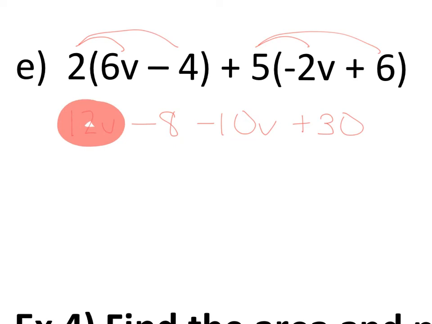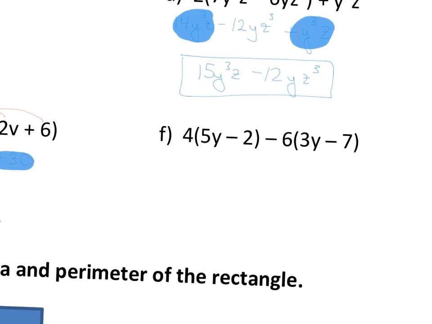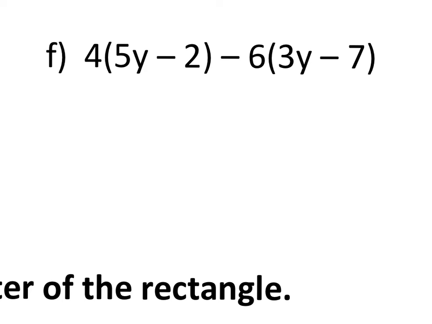So I'm going to start by putting my v's together. So 12v minus 10v is 2v, and then I have got negative 8 and a positive 30. So now when I combine those together, I'm going to end up with a positive 22. Again, different signs we subtract, and then since we have more positives, the answer is positive. So 2v plus 22 is going to be your final answer. Again, I cannot put these together because there's not a v on this guy. All right, go ahead and pause the video, and I want you to try F on your own.